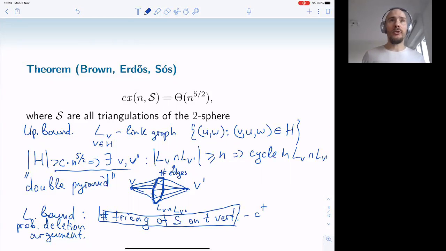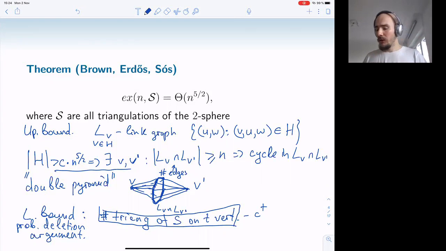And the other thing that you need is, well, you need to somehow bound the expected number of triangulations of a given type. And what does it depend on? It depends on the number of vertices, and it depends on the number of edges. So the more edges it has, the less probability it has to appear in a random hypergraph. But the more vertices it has, the more potential copies that you have.